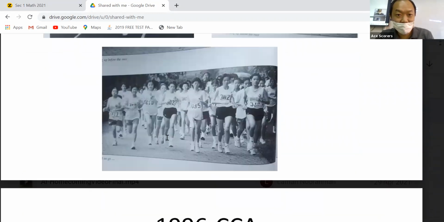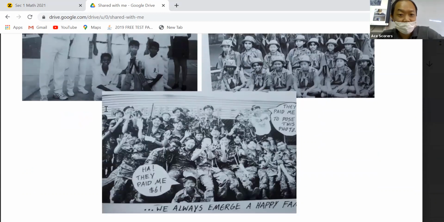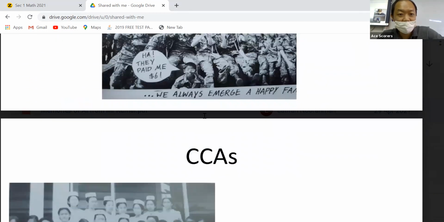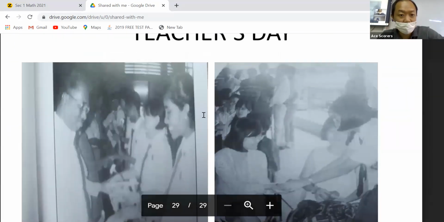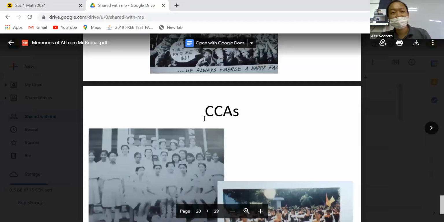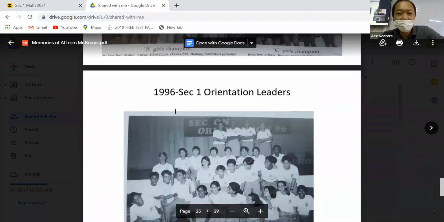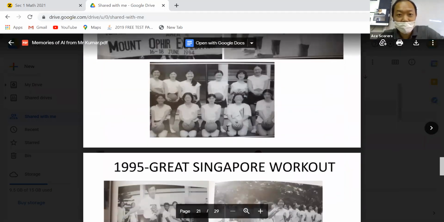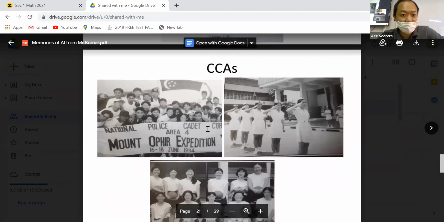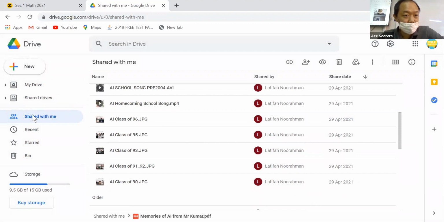Cross country. Oh, I remember all these people. Tour guides. NCC. And Tuesday. So imagine 20 years later, you go online, look back, and then you find your own picture there. That's quite interesting. Okay, so many years ago. Next one.